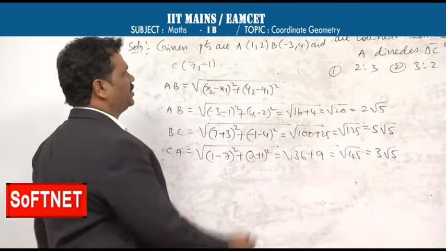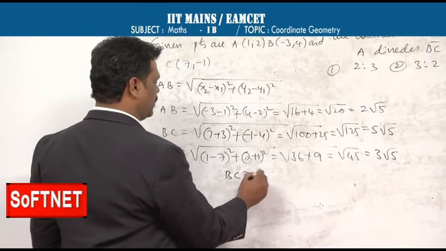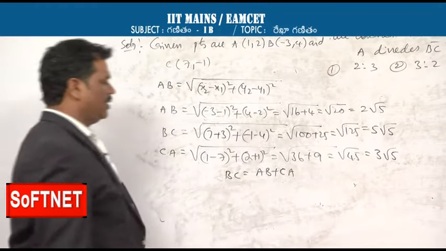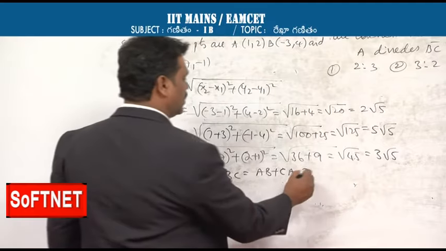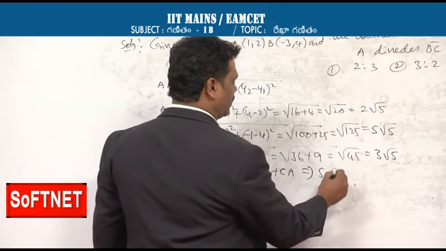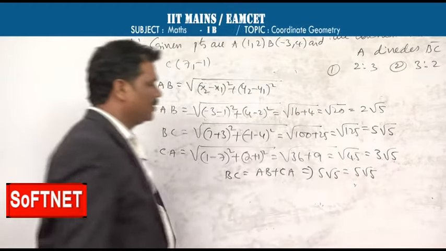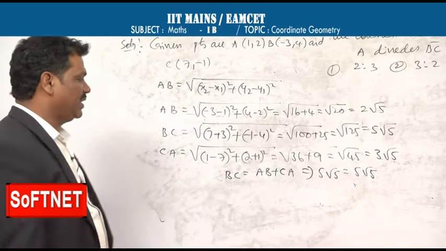So here what is the condition? Given points are collinear. Which condition is satisfied here? BC is equal to AB plus CA. The length of BC equals AB plus CA, which is 5 root 5 equal to 3 root 5 plus 2 root 5, that is 5 root 5. So here this condition is satisfied, BC equal to AB plus CA.